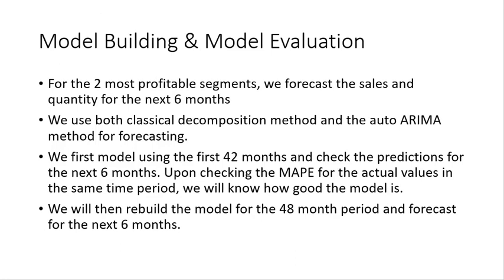We use both classical decomposition method as well as auto ARIMA method for forecasting. So we first model using the first 42 months that are given and then check the predictions for the next 6 months. We are actually given 4 years of data, so we exclude the last 6 months data and take the first 42 months data and develop the model on that. We then use the concept of MAPE to check how good the model is for the data that we have taken as input. We will then rebuild the model for the 48-month period and forecast for the next 6 months.